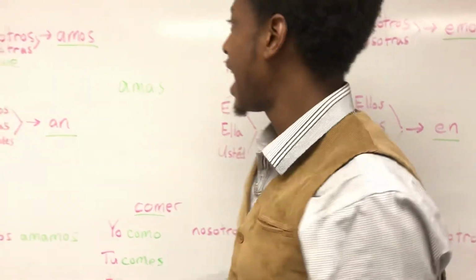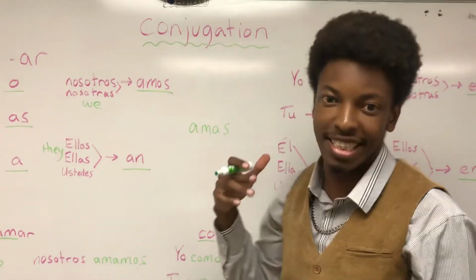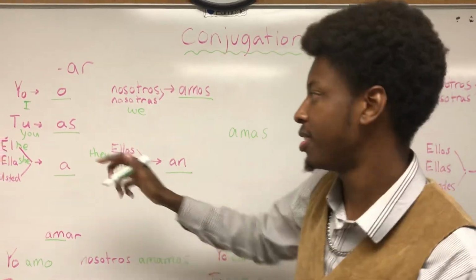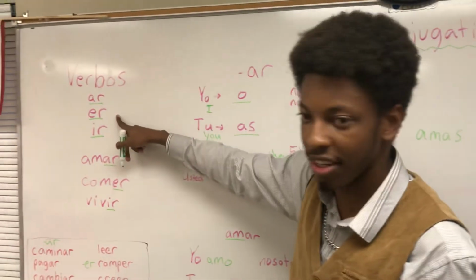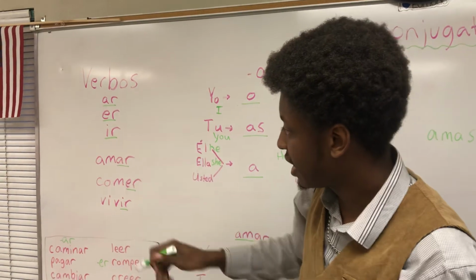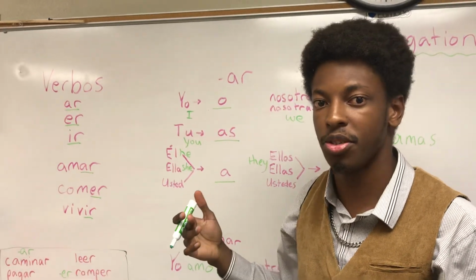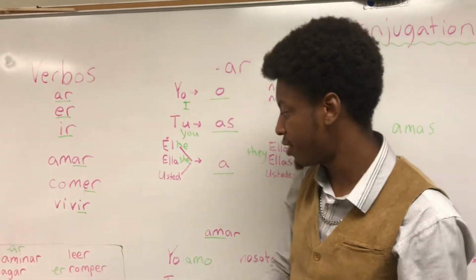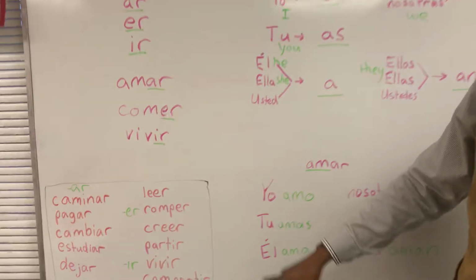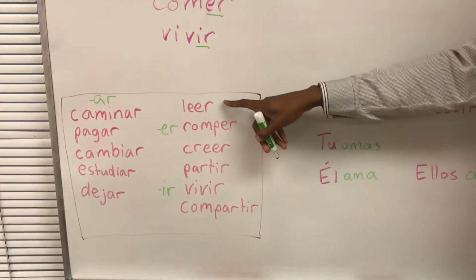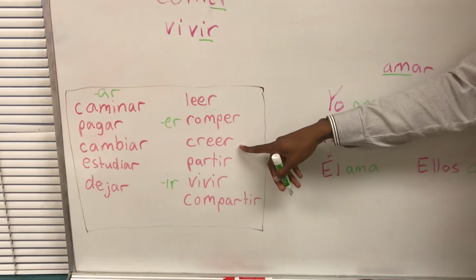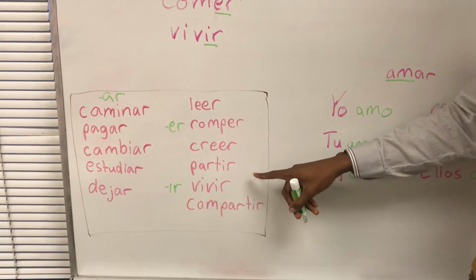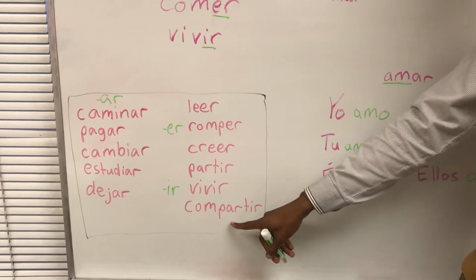Alright, so I hope that was just as easy as AR verbs for you. That's called conjugation. Only three types of verbs. Remember, AR, ER, or IR. And all you do is conjugate it according to the maps that I showed you. So go ahead, just like your AR verbs, I have some examples here for you. I have three ER verbs: leer, romper, creer. And then I have three IR verbs for you: partir, vivir, compartir.